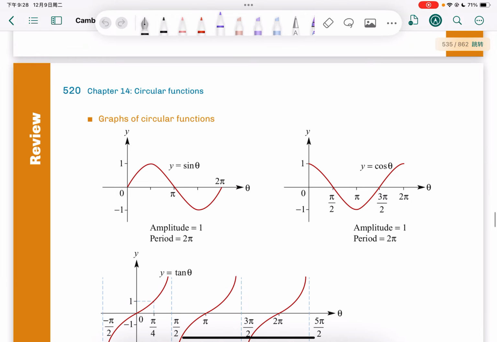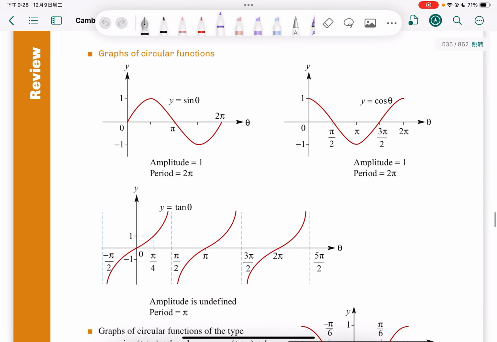Okay, now we have graphs of circular functions. So now we have amplitude and period. Amplitude means the highest point to the... if you learn physics, you maybe know what the nodes and the antinodes are. So the amplitude is this length over here, or you can say it at this length.